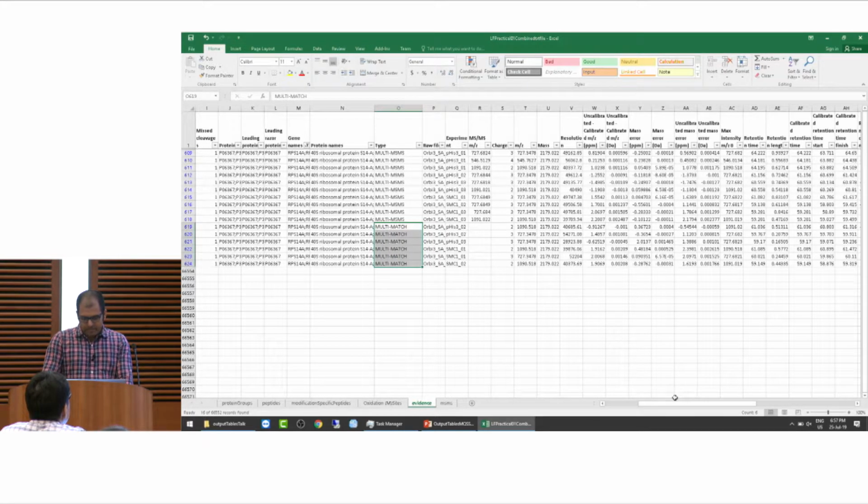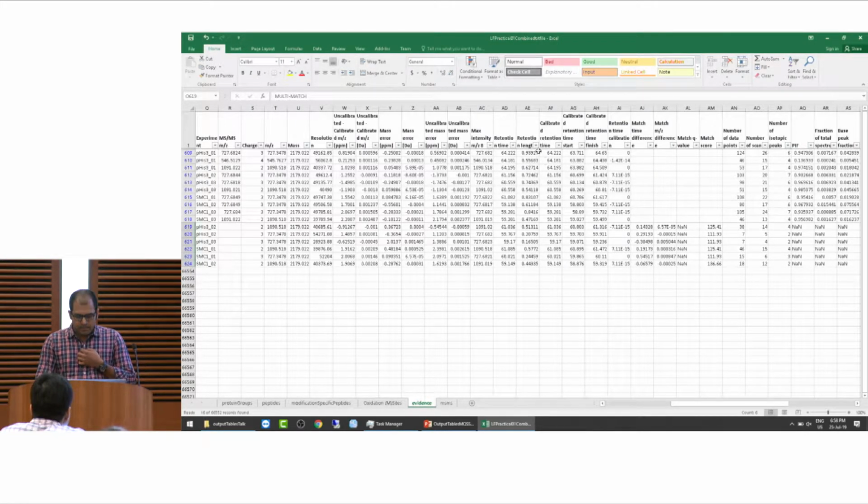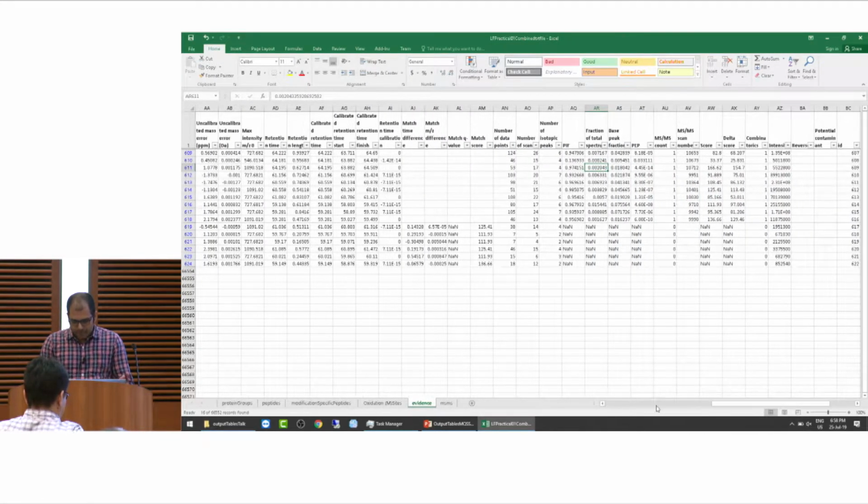Right, so then the evidence table is becoming closer to the mass spec properties, like spectral properties, because you start getting the mass error, uncalibrated mass error, and like retention time, length, retention time calibration, number of data points. This means essentially, roughly speaking, this is the number of times the mass spec actually saw that peptide eluting in the chromatogram. Right, so that's a lot of information here.